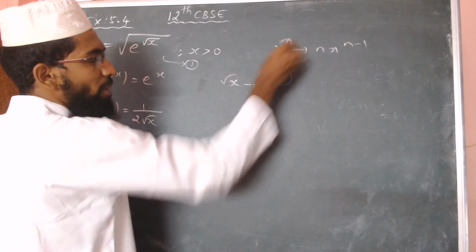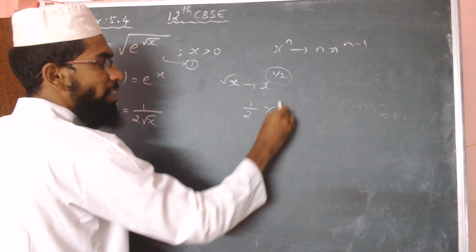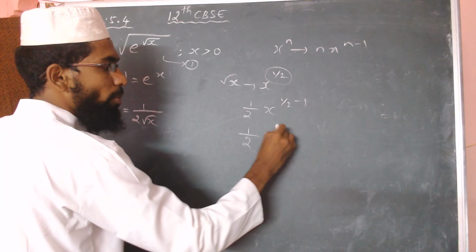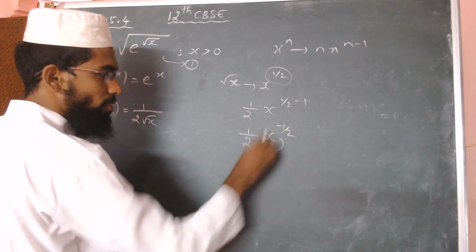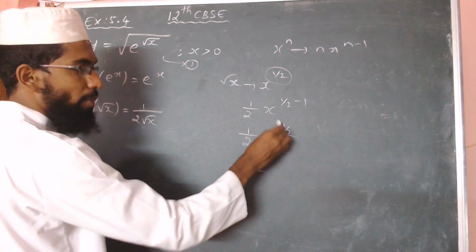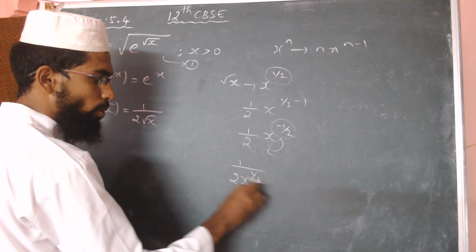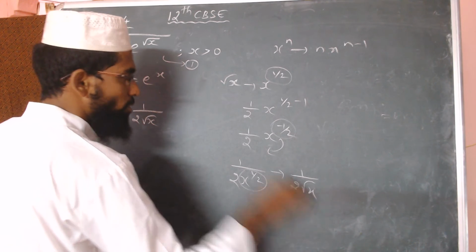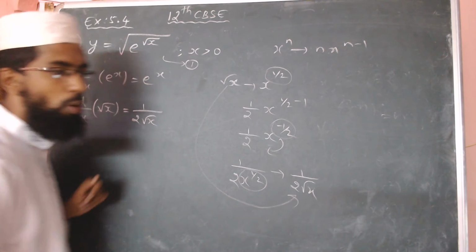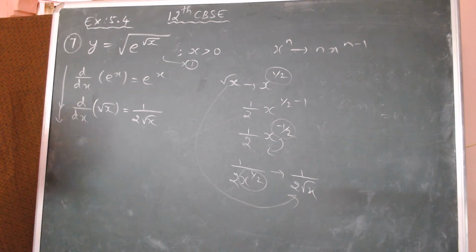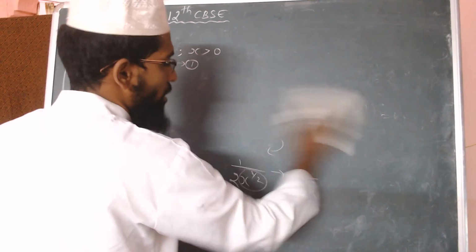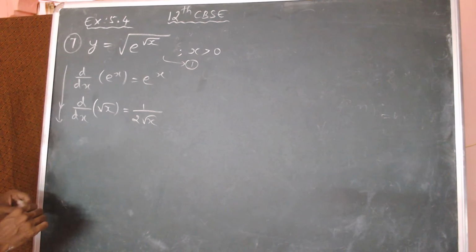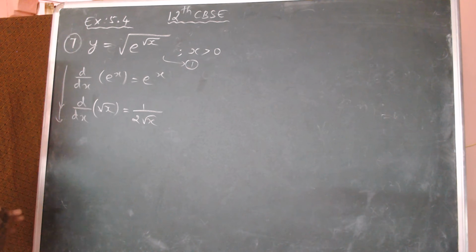So if I differentiate x power 1 by 2 with the help of this formula, I'll get 1 by 2 into x power 1 by 2 minus 1, which is x power minus 1 by 2. If I bring this to the denominator, the sign of the power will change and it will become plus 1 by 2. So this is nothing but root x, so 1 by 2 root x. That's why the derivative of root x is 1 by 2 root x. You can remember that as a formula itself. So these are the two formulas that I am going to use here.